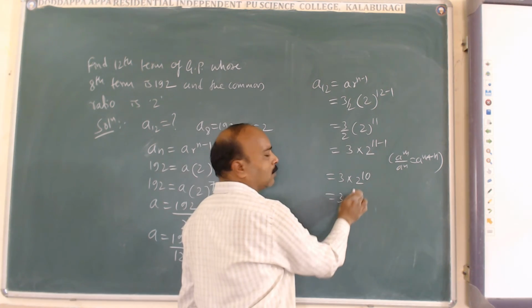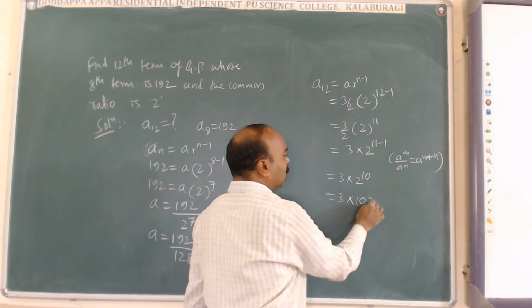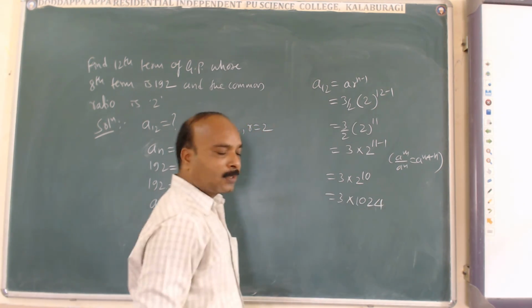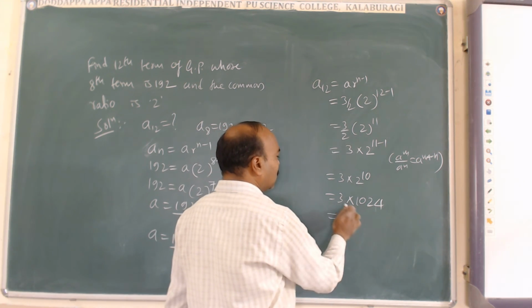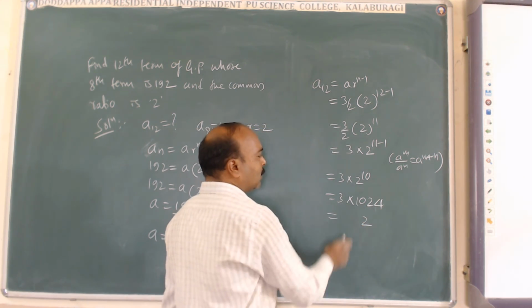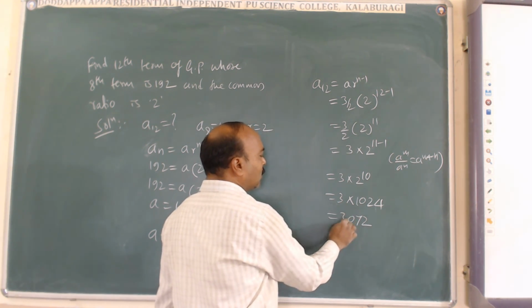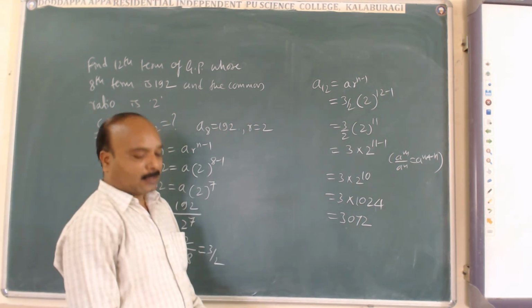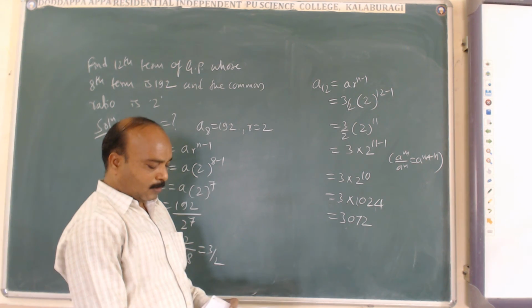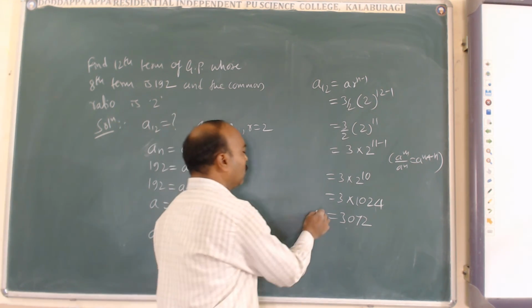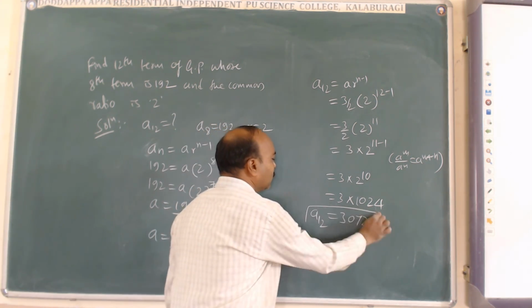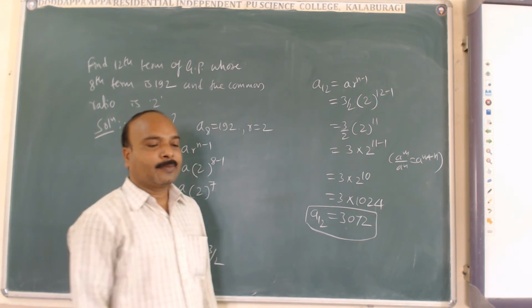3 into 2 raised to 10, the value is 1024. Now multiply by 3. 3 4s are 12. 3 2s are 6 plus 1 is 7. 3 1s are 3. 3072. So this is the value of a12. It is the 12th term of the given geometric progression.